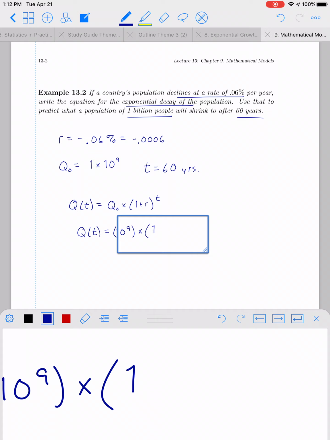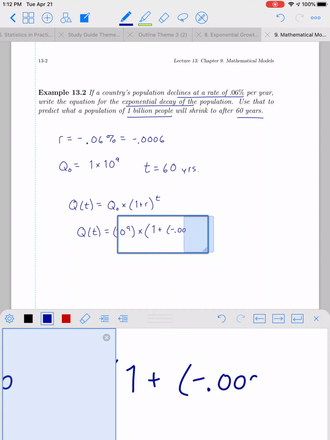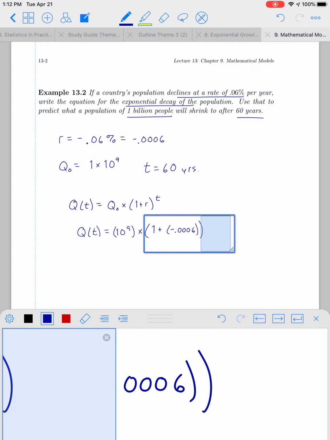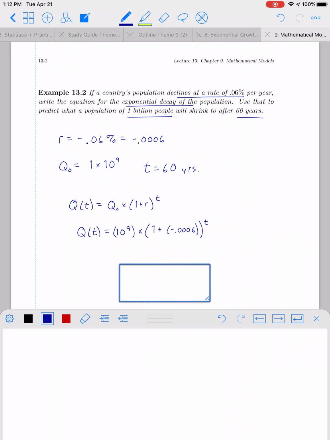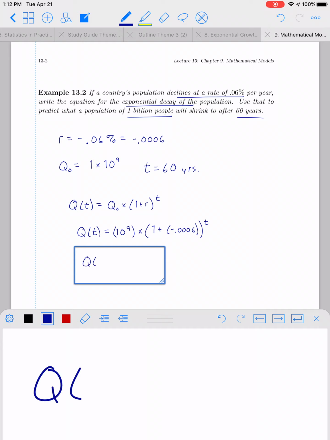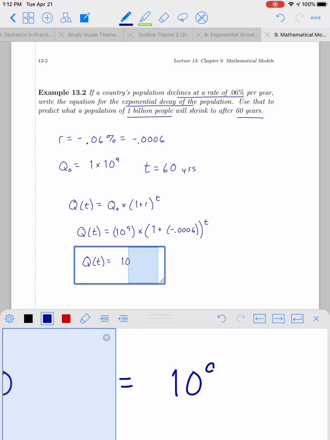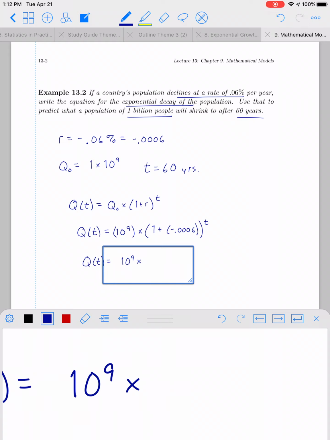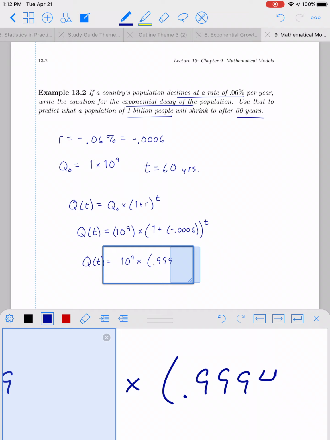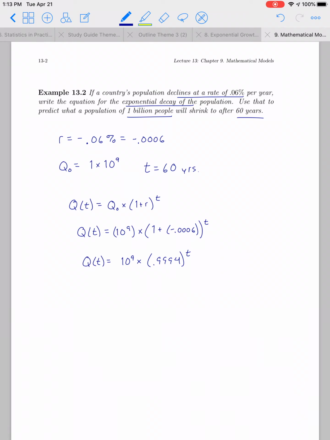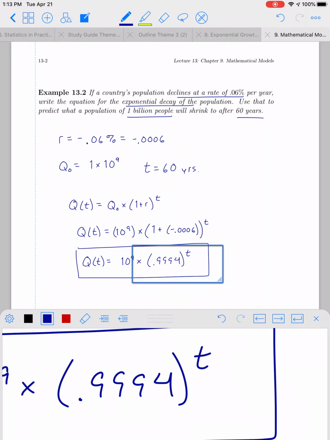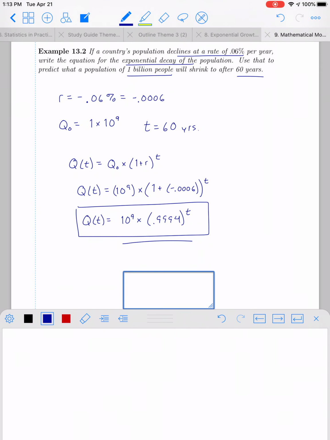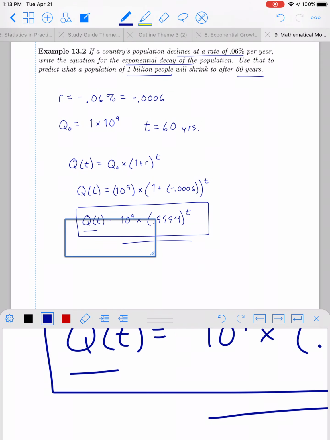1 plus negative 0.0006 all to the T. We just need to combine 1 and that negative decimal. So Q of T is equal to 10 to the 9th times 0.9994 to the T. This is our exponential model for the decline of this population. If the population has a constant decay rate of 0.06%, then this equation will tell us for any time T years down the road how many people are left in that population.